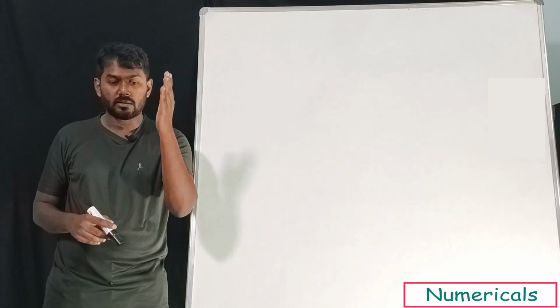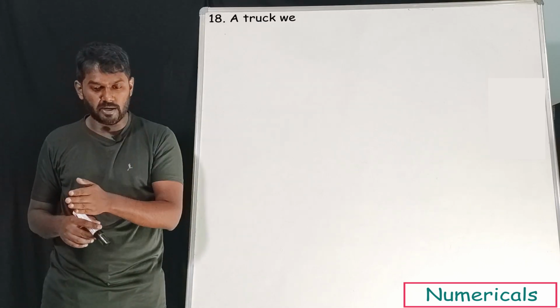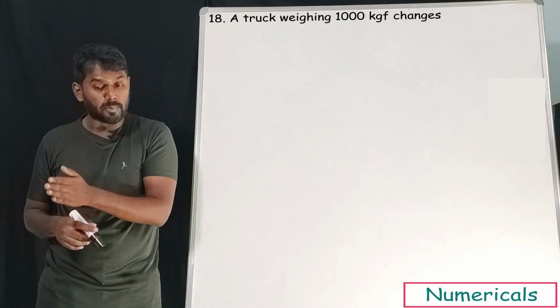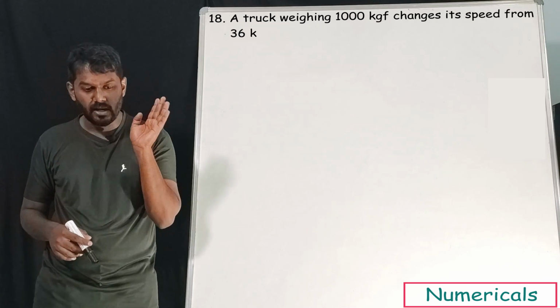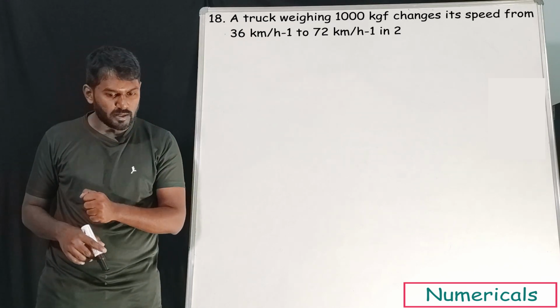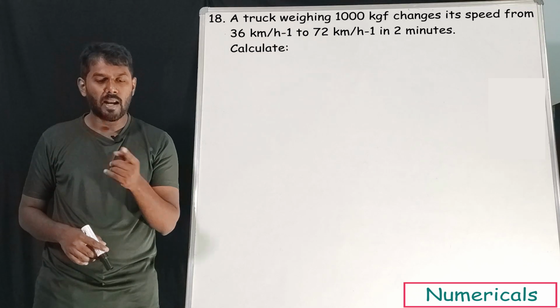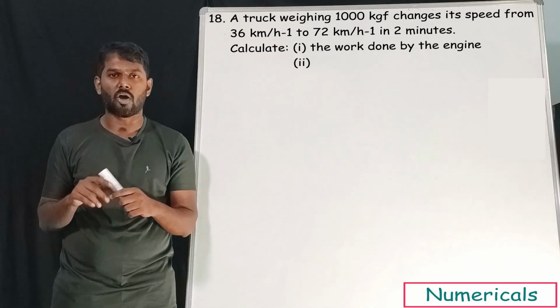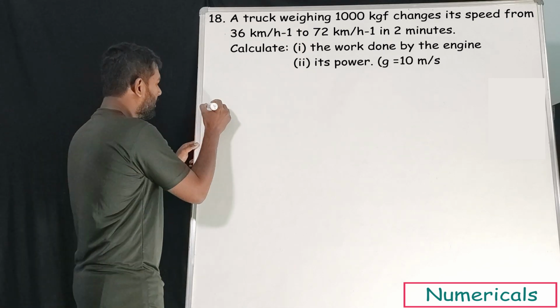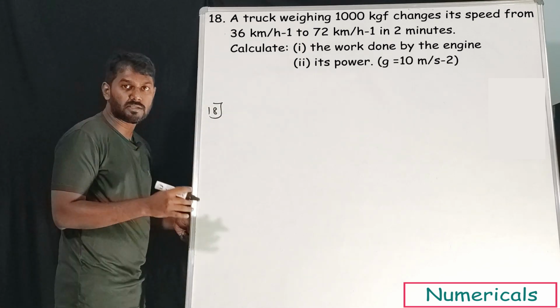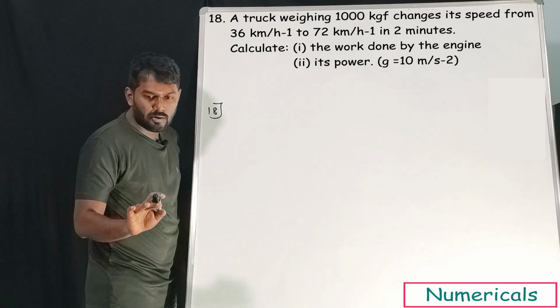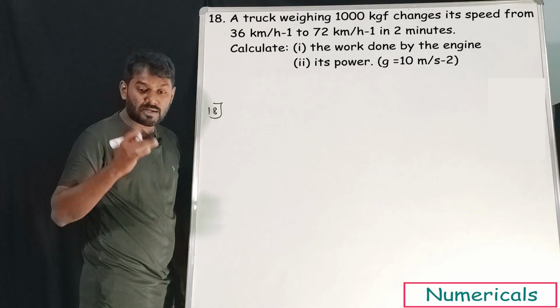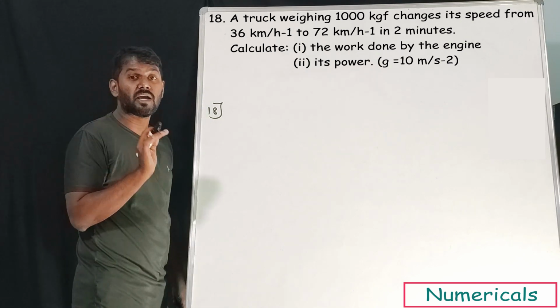Question number 18. A truck weighing 1000 kg changes its speed from 36 km per hour to 72 km per hour in 2 minutes. Calculate the work done by the engine and its power. We can take g as 10 meter per second squared. Listen, here first we will write the given data, then we will discuss what to find. The truck weighs 1000 kg.